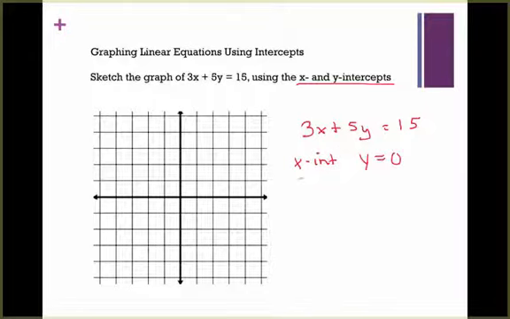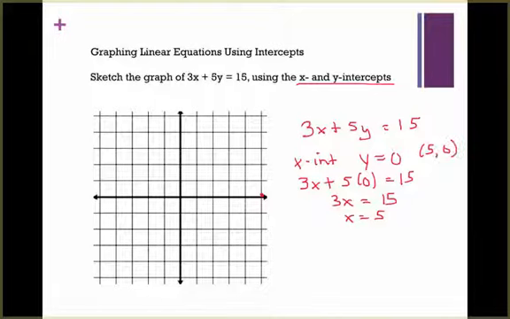So if I take this equation and put 0 in for y, notice that I get 3x is equal to 15, which means x is 5. So what that tells me is that I am touching the x-axis at 5. So we're going to have a dot right there at the point (5, 0).